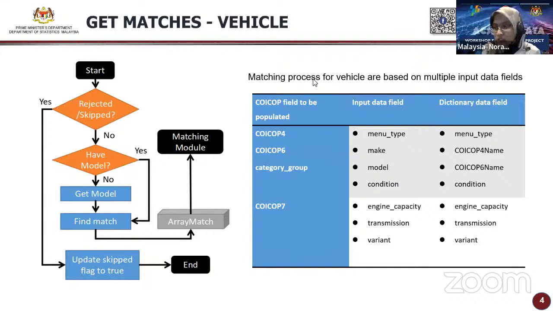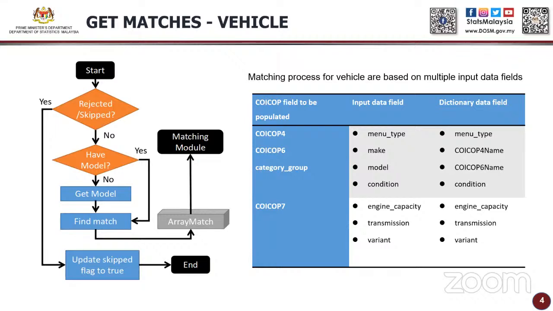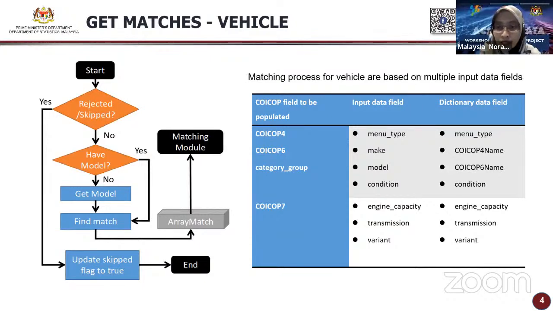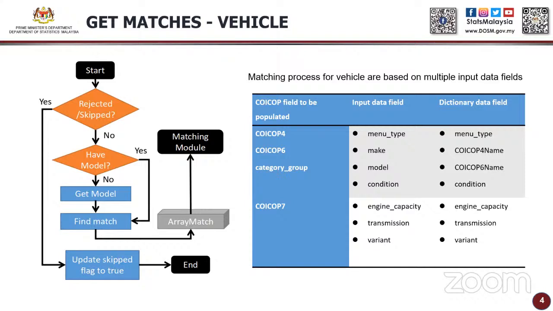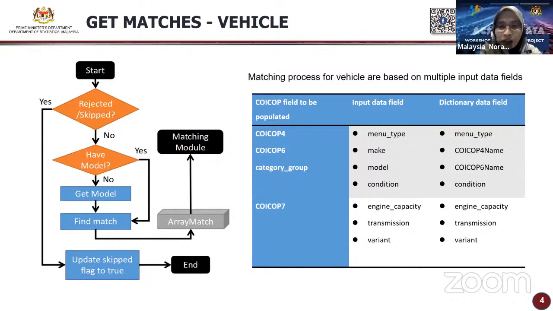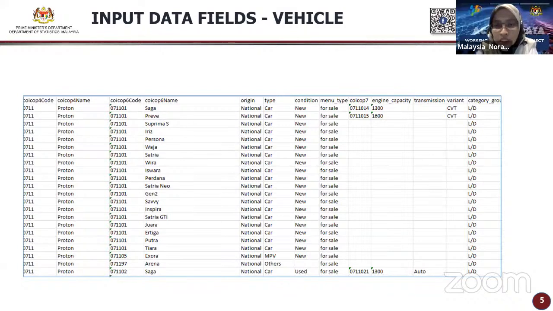As you can see, this is the matching process for vehicle, which is based on multiple input data fields. Sorry, is there any question? Okay, this is the input data field, like menu type, make, model, and condition. So to have the COICOP 7-digit, we look into the data fields up to engine capacity, transmission, and variant. This is the example for the dictionary.